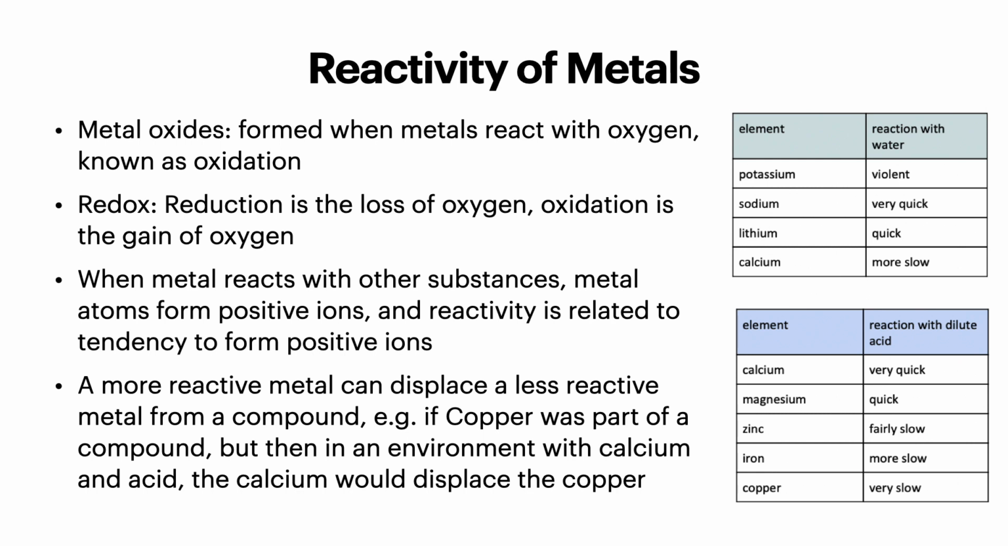So a more reactive metal can displace a less reactive metal from a compound. For example, if copper was part of a compound, then placed into an environment with calcium and acid, the calcium would displace the copper, if that makes sense, to help put into real terms what this kind of reactivity can mean.